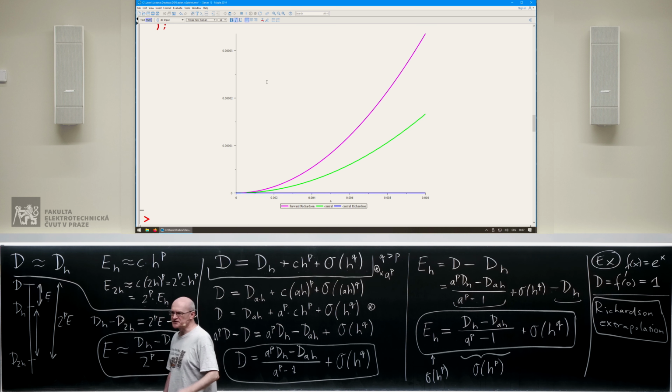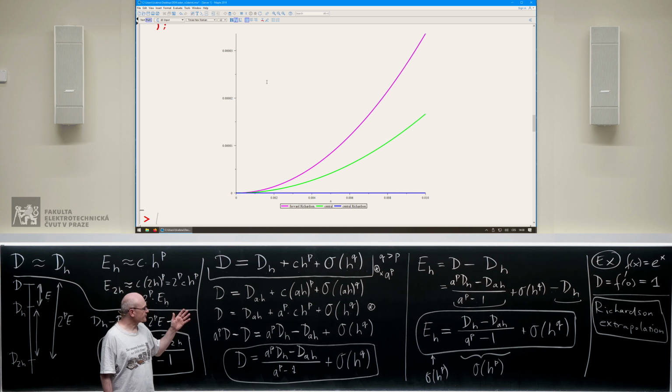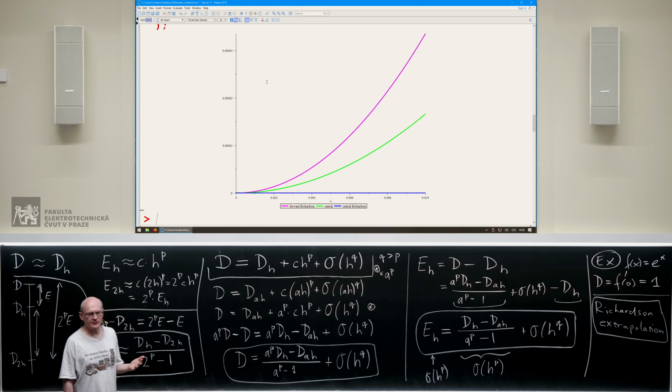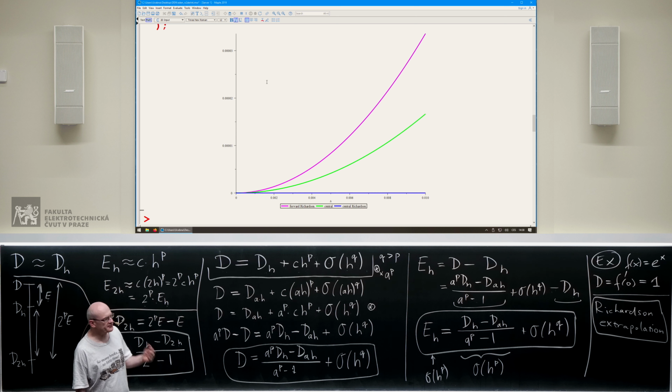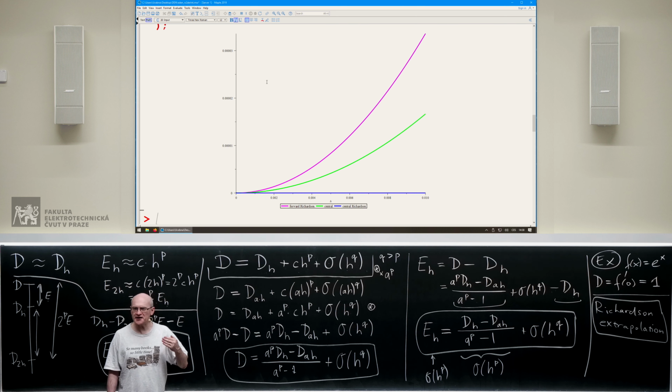This all seems to work, which is very good news. This Richardson extrapolation is a very simple idea, but extremely powerful. And we will actually revisit it several times in this course because it's one of the most efficient tools for estimating the actual error that we make when we do some approximation.